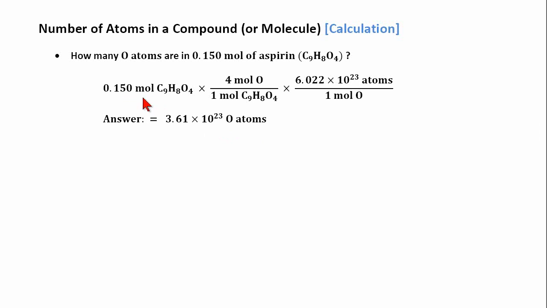So first you're going to convert the aspirin moles, the quantities, to moles of oxygen, and then from moles of oxygen you're going to convert it to atoms of oxygen. And that's done with Avogadro's number.